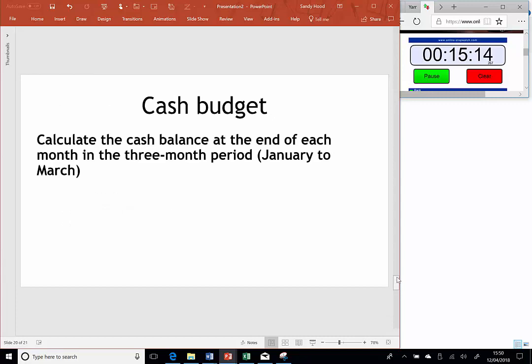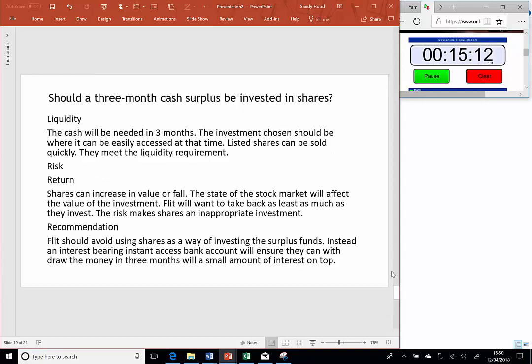And if I make a recommendation, it's that Flit should avoid using shares as a way to invest surplus funds. Instead, an interest-bearing instant access bank account will ensure that they can withdraw the money in 3 months with a small amount of interest on top. Fine, job done. Moving on.